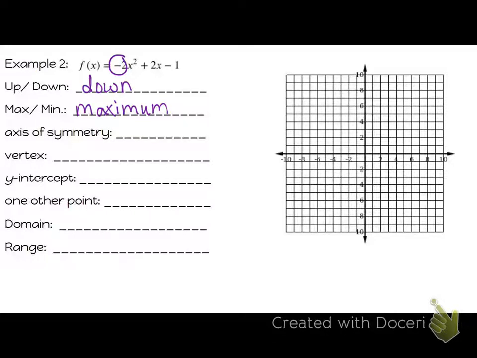Is it x equals negative b over 2a? Yeah. Okay. So what do I substitute for b? 2. Okay, and what do I substitute for a? Negative 2. Yeah. Okay, now simplify it.